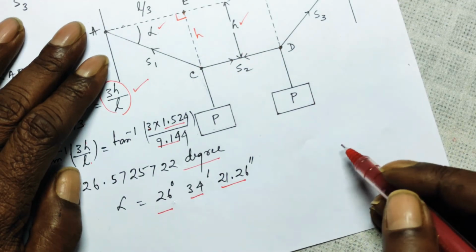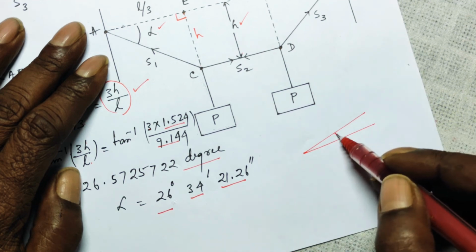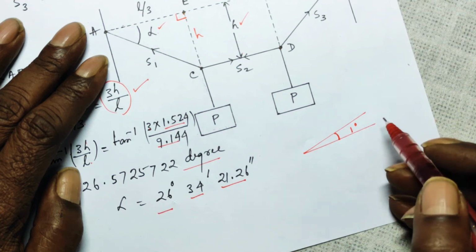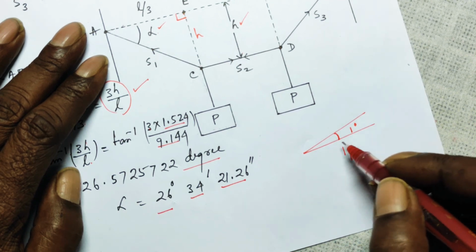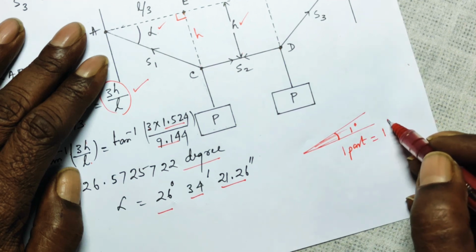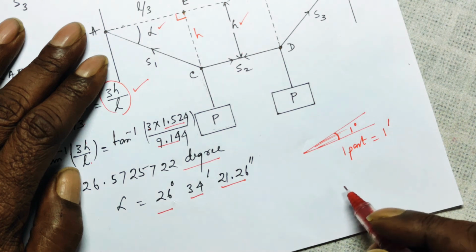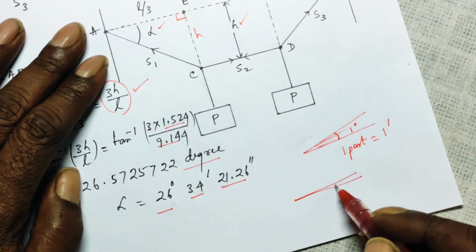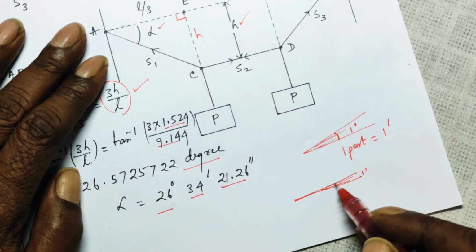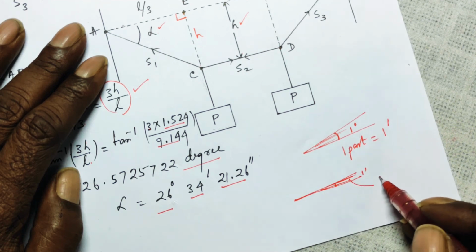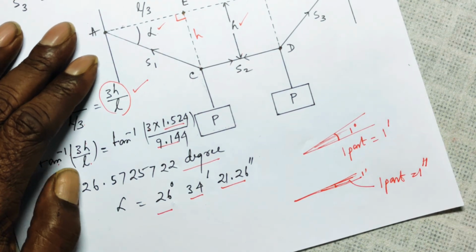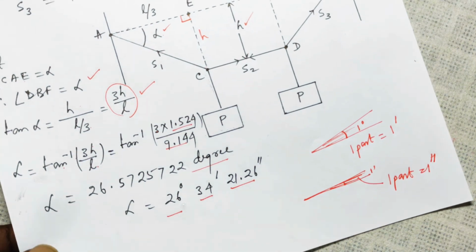What do you mean by minute of arc? Suppose this is 1 degree. If you divide this 1 degree into 60 equal parts, then one part will be called 1 minute of arc. And if you again take 1 minute of arc and divide it into 60 equal parts, then one part will be called 1 second of arc. And that is the meaning.